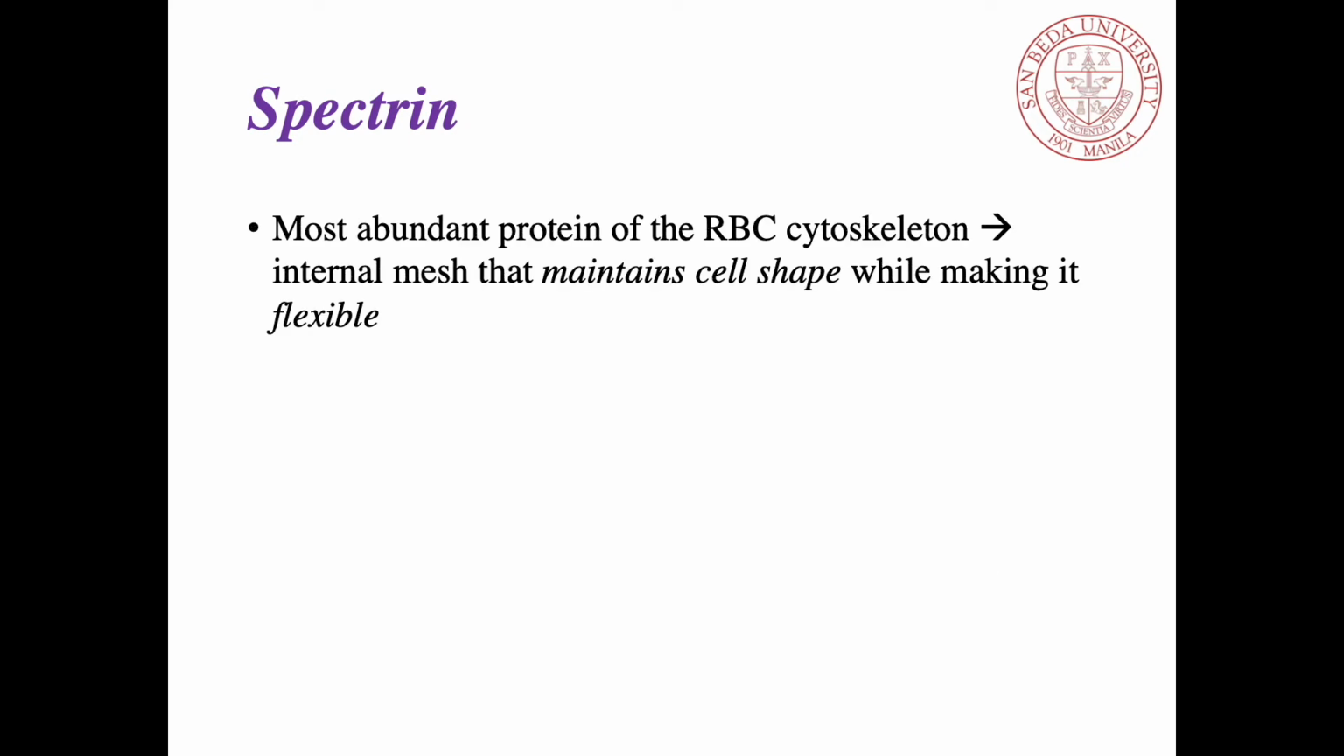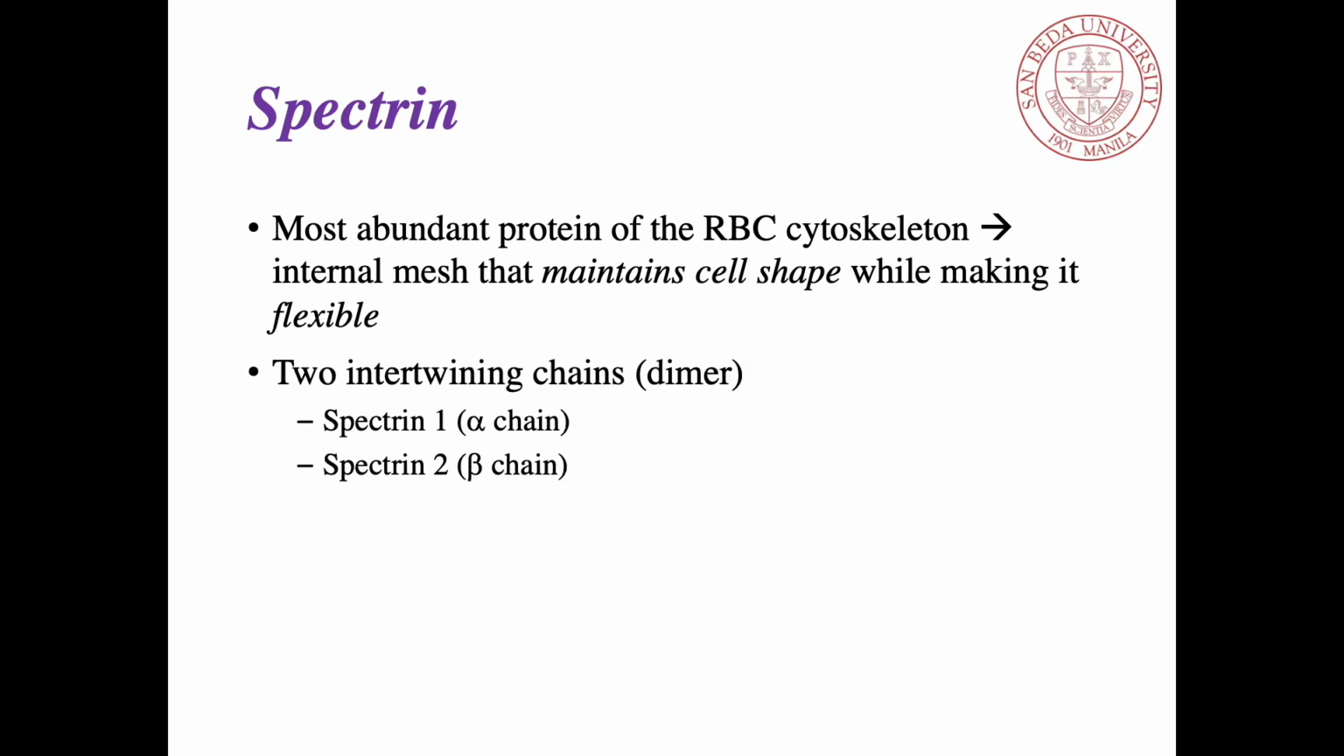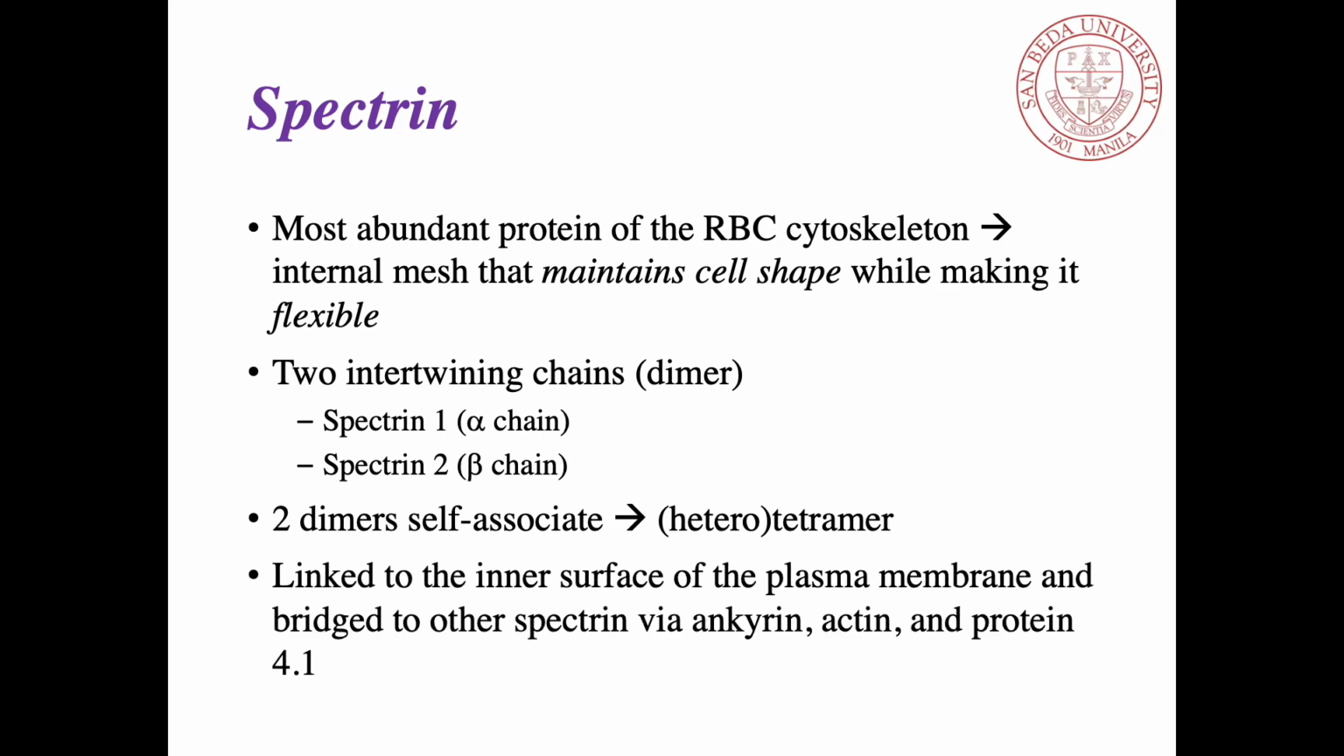Spectrin is the most abundant protein of the RBC cytoskeleton and functions by maintaining cell shape, at the same time making it flexible, particularly when RBCs traverse narrow capillaries. Spectrin is actually a dimer composed of two intertwining chains, alpha spectrin and beta spectrin. Two spectrin dimers in turn self-associate. And as was illustrated in the diagram previously, spectrin heterotetramers are linked to the inner surface of the cell membrane and are bridged to the other spectrin molecules by way of ankyrin, actin, and protein 4.1.